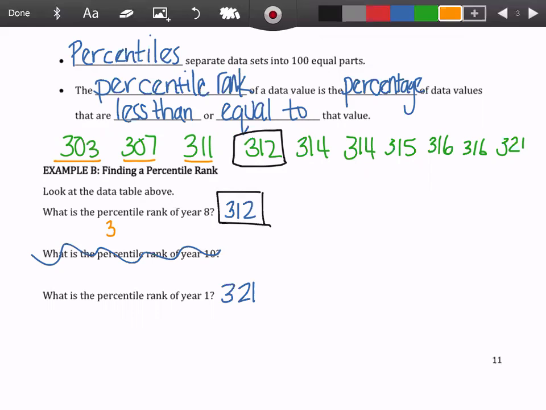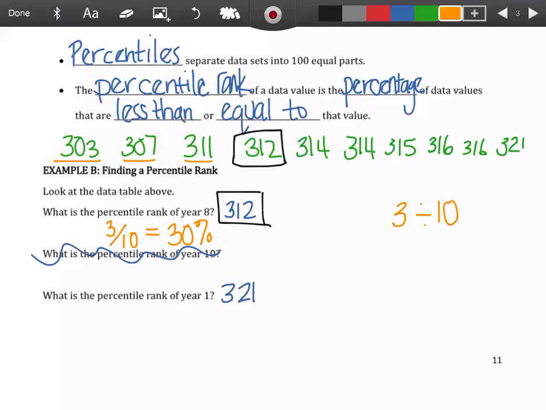But our percentile rank is not just 3%. We are going to make a fraction and put it over the number of data values that we have. Well, we had 10 years here. So that is going to be 3 over 10. And then to get the percentage, remember that we can take 3 divided by 10 to get a percent. And if we do that, that is 30%. So the percentile rank of year 8 is 30%, which means that year 8 did better than 30% of the remainder of the years.